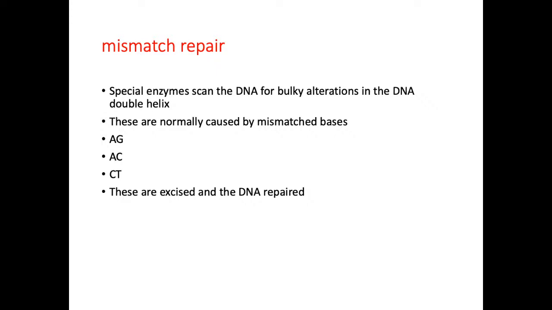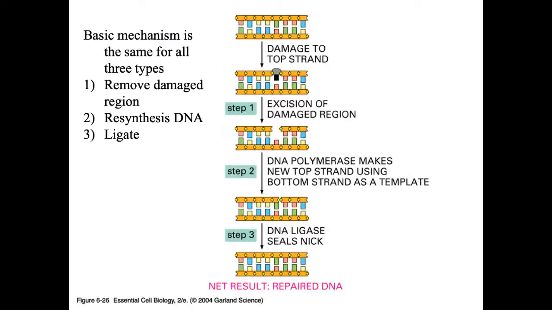In mismatch repair, special enzymes scan the DNA for bulky alterations in the DNA double helix, and these are normally caused by mismatched bases, that is AG, AC, CT, and these are excised and the DNA repaired. So the basic mechanism is the same for all three types. You remove the damaged region, resynthesize DNA, and then ligate.